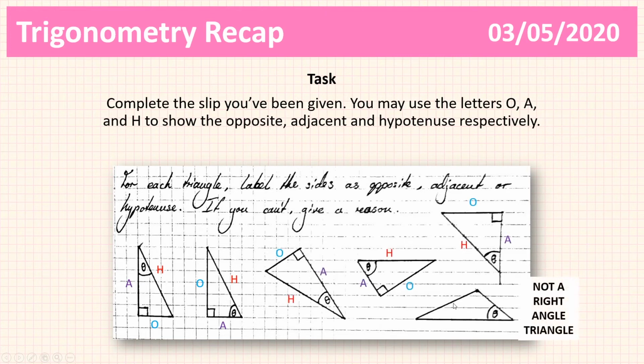Here they are. Now this one is really interesting because, as we mentioned in the Pythagoras question, we can't just assume right angles. We have to have them denoted. So here, the right angle is not shown. So this is not a right angle triangle. So we cannot label it opposite, hypotenuse, adjacent. We can only do that with right angled triangles.